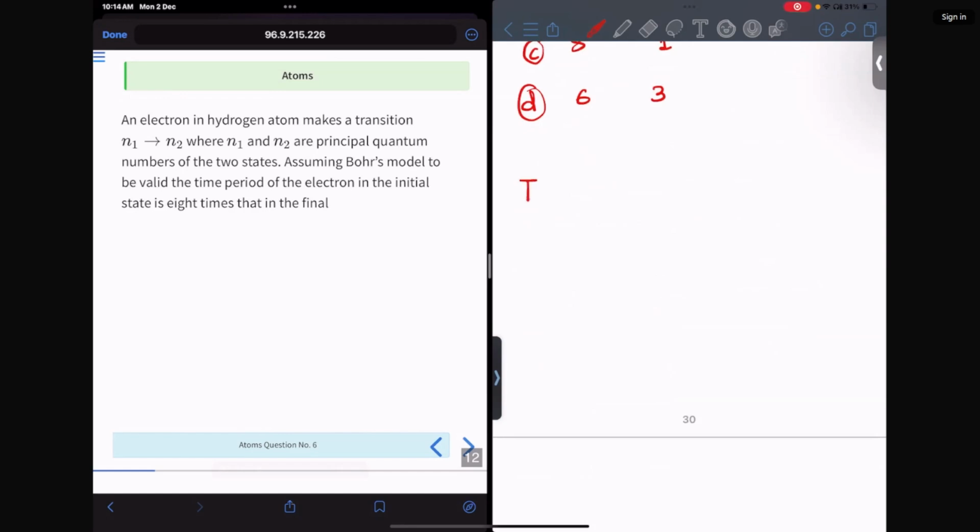So what we know is time period is equal to 2 pi r upon v. This is our equation number 1. Another formula we know is that angular momentum is always quantized in Bohr's model. So L, the angular momentum, which is equal to mvr, is equal to nh upon 2 pi.